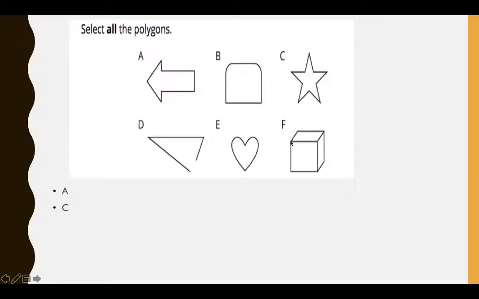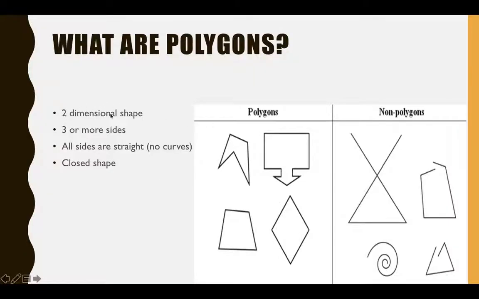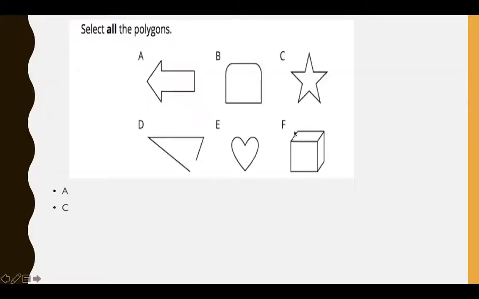And F. Remember, I'm looking for a 2-dimensional shape. A cube is not 2-dimensional, it's 3-dimensional. Just looking off this picture, I see 1 face, 2 faces, 3 faces, and we know cubes have 6 faces, which would make them 3-dimensional. So F does not qualify as a polygon.